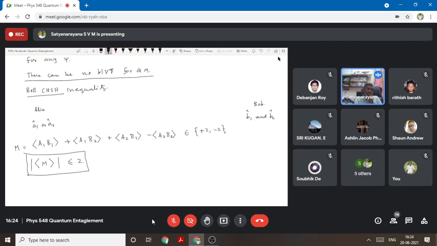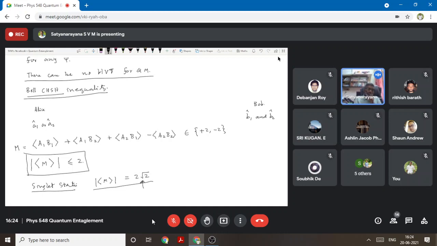So the Bell CHSH inequality is what experimentally people tried, and they showed that quantum mechanics actually violates this. For example, if you take a singlet state, which is basically a maximally entangled state, theoretically you can show that the average value of M is equal to 2 times root 2. And experimentally also you can show that this value will be close to 2 root 2.